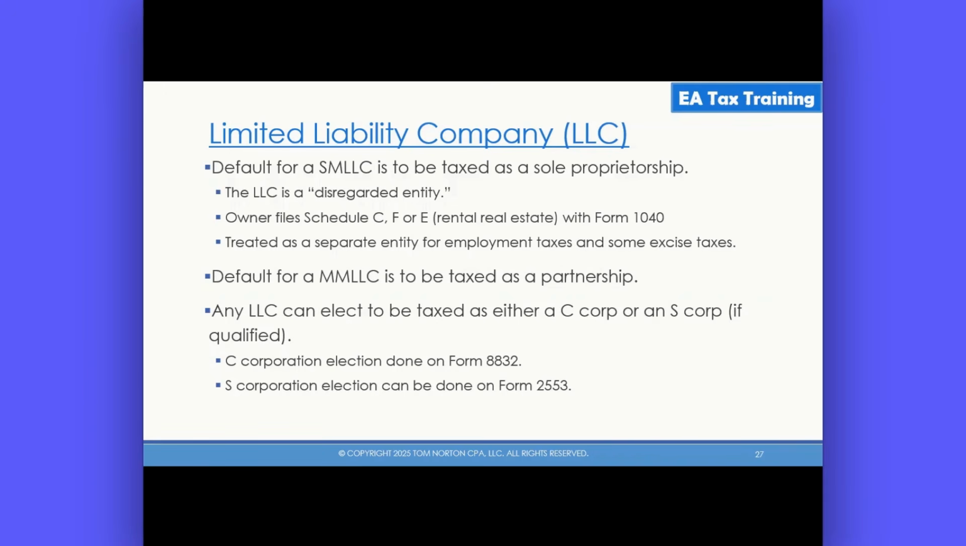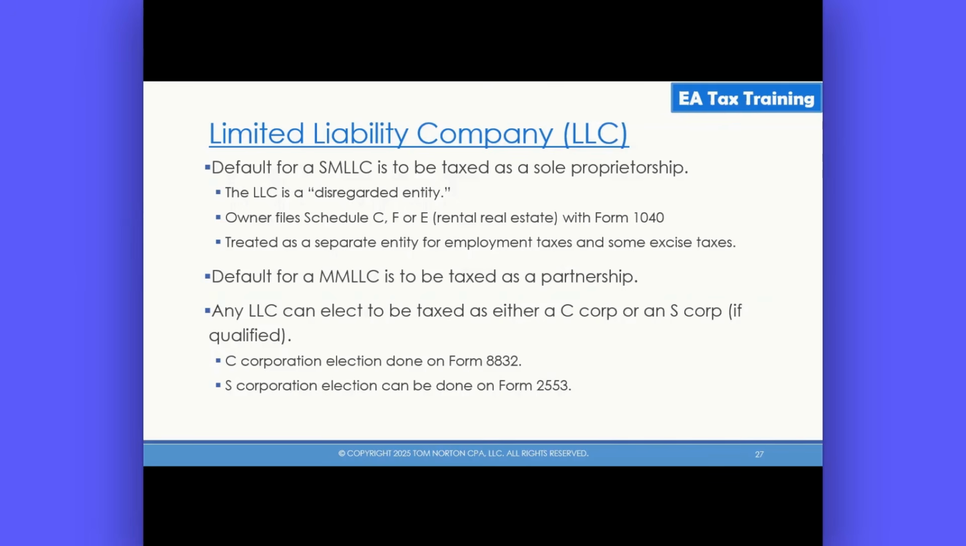The default for a single member LLC is to be taxed as a sole proprietorship. In other words, if you just go to the state, you form your LLC, you don't file anything else with the IRS, you will be taxed as a sole proprietorship. The LLC is what is called a disregarded entity. In other words, the IRS just pretends like it doesn't exist. You just file your Schedule C, just like with any other sole proprietorship, with your Form 1040.